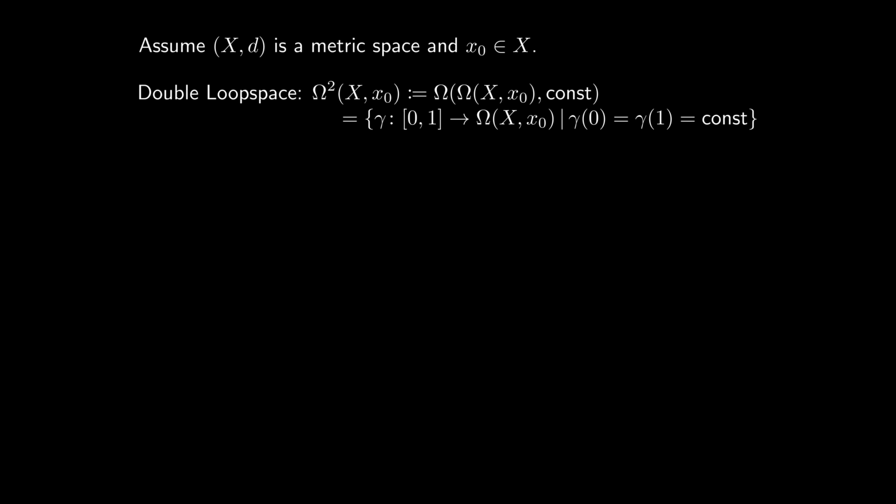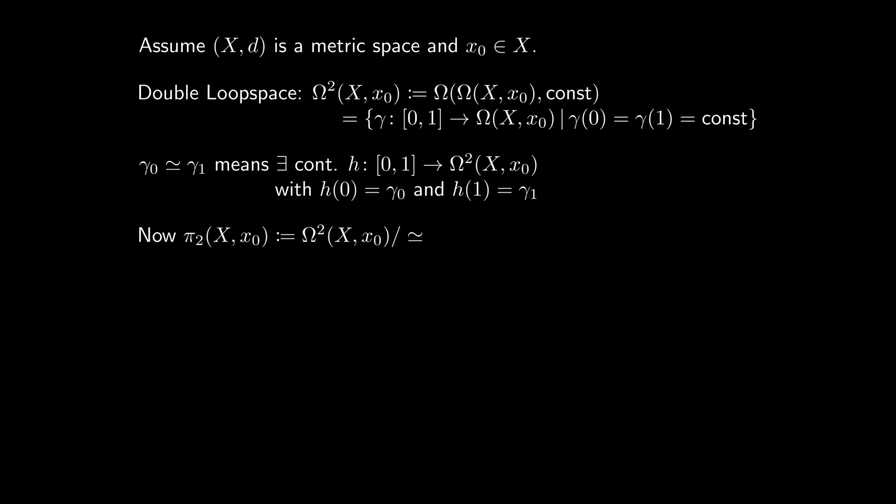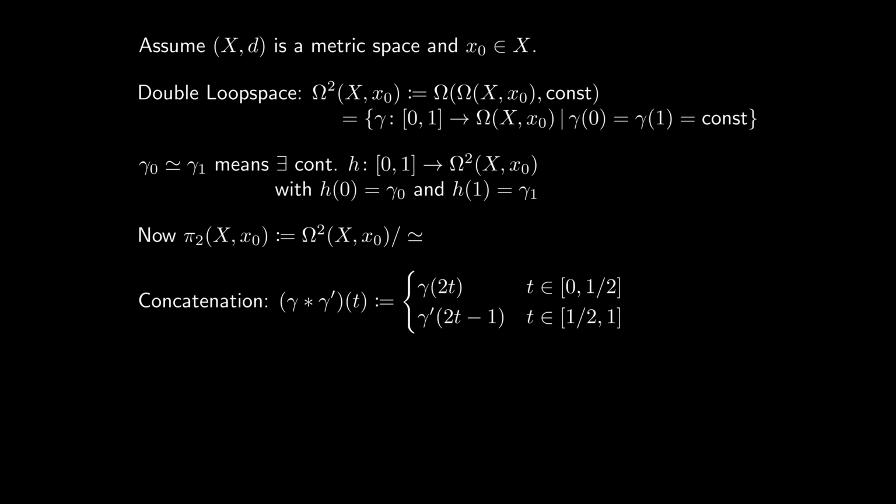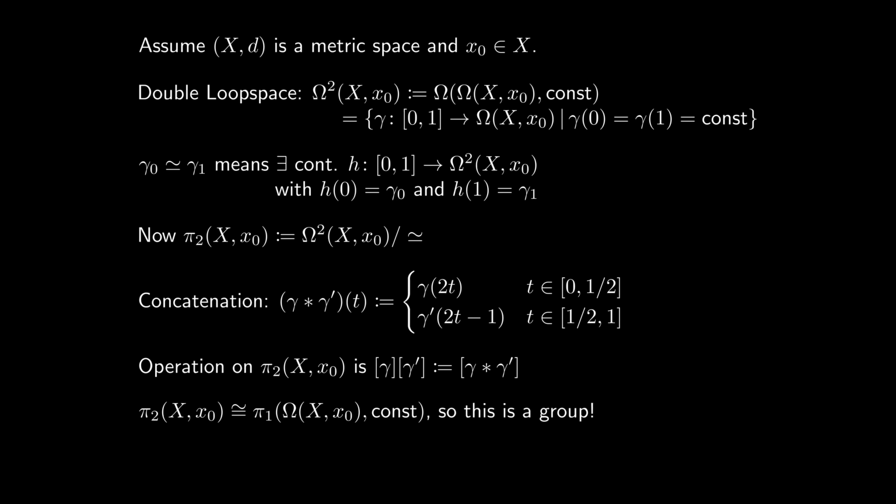With this double loop space defined, defining pi2 is just like defining pi1. We quotient out by homotopy, so we count each essential kind of animation only once. There's another concatenation operation here, where we can do one swing of a loop and then another swing. And this operation, just playing one animation after the other, again makes pi2 into a group. We don't even need to check associativity and all that, since pi2 is pi1 of the loop space. This is just saying that homotopy classes of loops are the same as homotopy classes of loops.